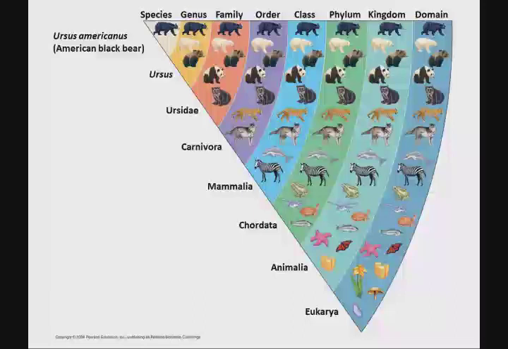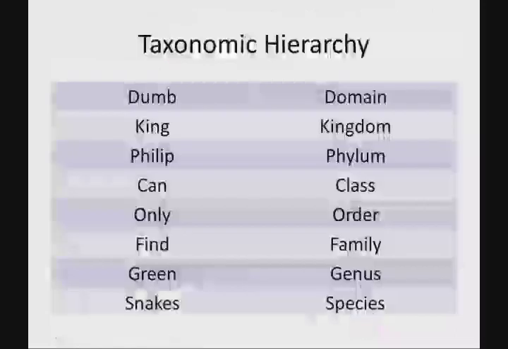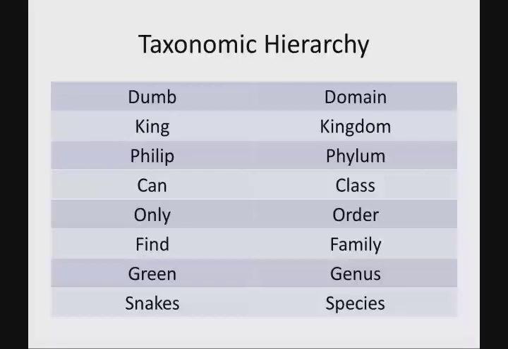So domain, kingdom, phylum, class, order, family, genus, species. Those are the levels of taxonomy that you need to have in your head and know their level in the hierarchy. So here's a simple mnemonic to help you memorize that. Dumb King Philip can only find green snakes. Now, students oftentimes come up with their own mnemonic, their own trick to remember it, and that's fine. This is what I learned, so I'm sharing it with you. But dumb is domain, king is kingdom, Philip is phylum, can is class, only is order, find is family, green is genus, snakes is species. So if you have a little sentence, that can help you remember it.